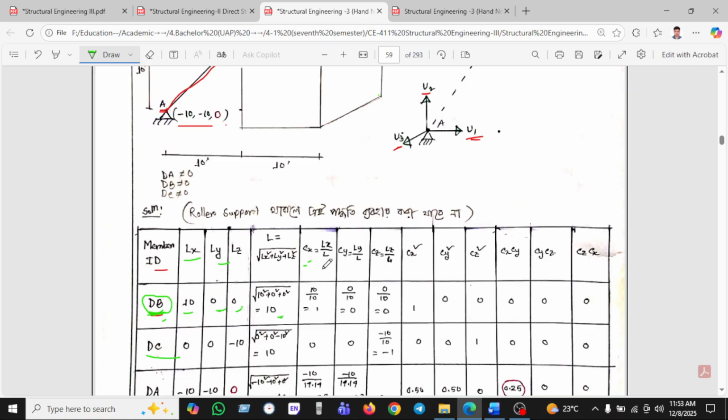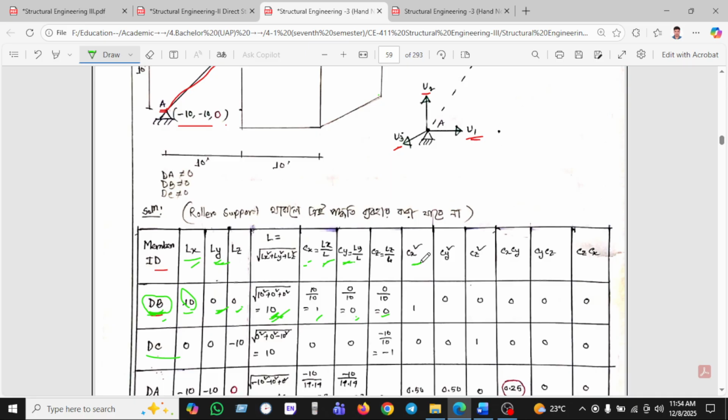Now if we calculate Cx, Cx is nothing but Lx divided by L. Lx we found is 10, and L is also 10. 10 divided by 10 is 1. Cy is nothing but Ly divided by L. Ly is 0, and L is 10, so 0 divided by 10 is 0. In the same way, Cz is Lz divided by L. The Lz value is 0, and L we found 10, so 0 divided by 10 is 0.